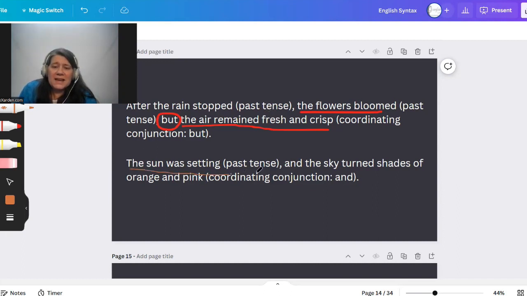The sun was setting. That's another time phrase. And, oh, actually, that's not a time phrase. That is one of our sentences. And the sky turned shades of orange and pink. We use the coordinating conjunction and. Okay?